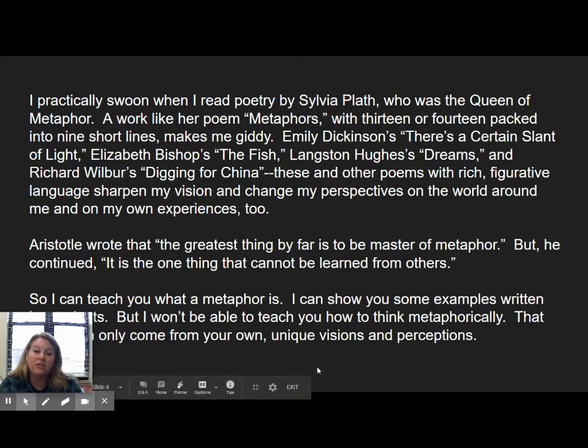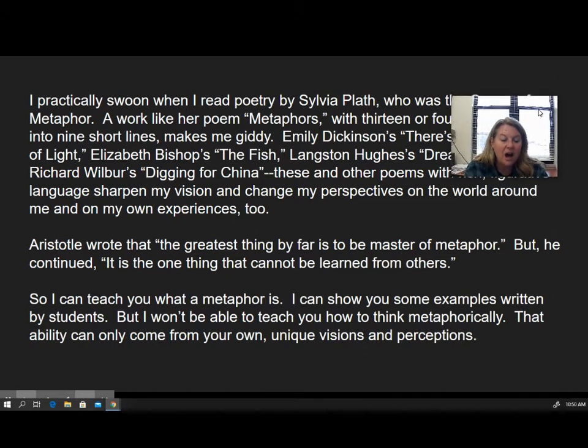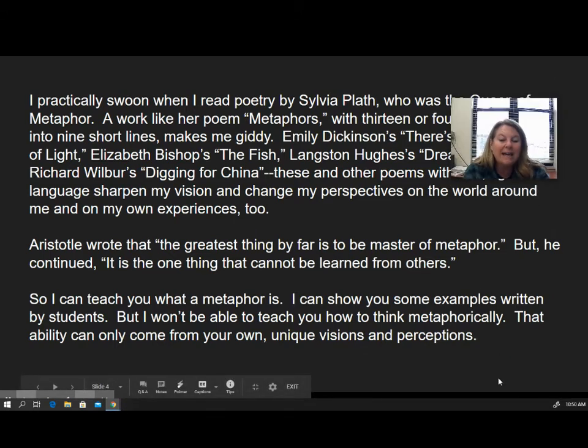Aristotle wrote that the greatest thing by far is to be the master of metaphor, but he continued, "It is one thing that cannot be learned from others." So I can teach you what a metaphor is. I can show you some examples written by students, but I won't be able to teach you how to think metaphorically. That ability can only come from your own unique visions and perceptions.